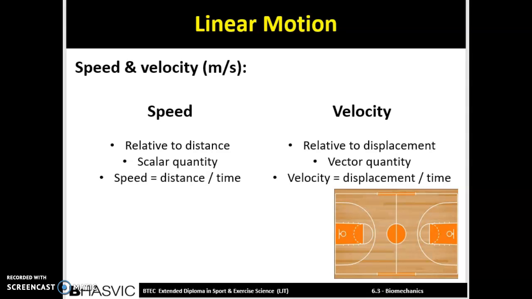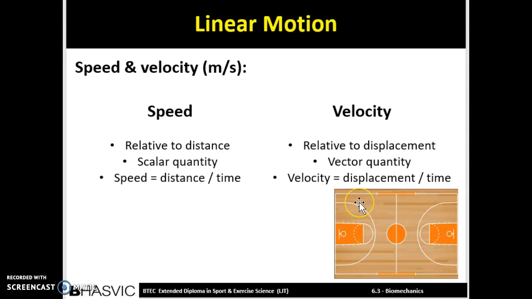Speed and velocity now, they both differ as well. So speed is relative to the distance, and then velocity is relative to the displacement of a body or an object. And as speed is relative to distance, it is a scalar quantity, and as velocity is relevant to displacement, it is a vector quantity. And you can calculate speed by distance divided by time, and similarly, you can calculate velocity by velocity equalling displacement over time.